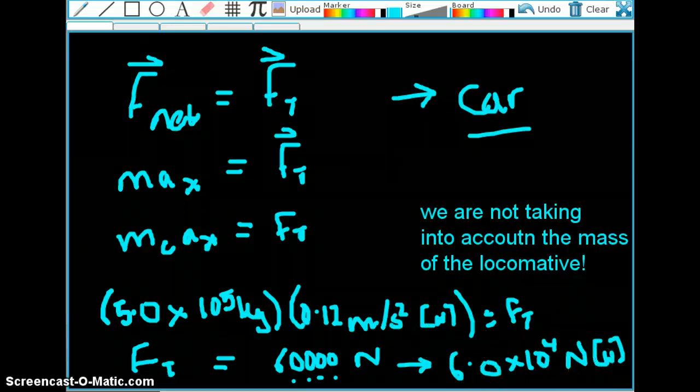Now, again, I can't speak for every high school and every teacher, but generally the first unit they teach you in physics is significant digits and whatnot. So I know the school I went to and the teacher I had, if I left my answer at 60,000 newtons, I would lose a mark. I wouldn't lose all the marks because I have the right answer.